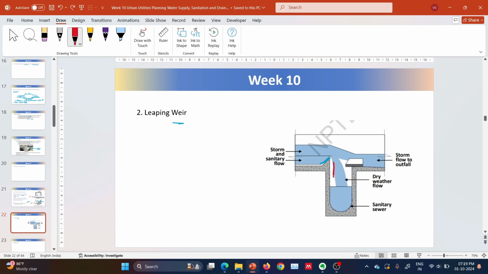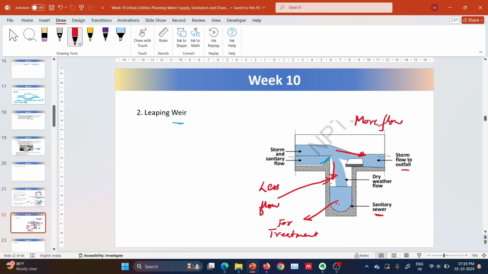If the flow is less, it will flow here, and if the flow is more, or I can say excess water, it will go to the outfall. This is the sanitary sewer, so this will go to the treatment plant. This will go for treatment.